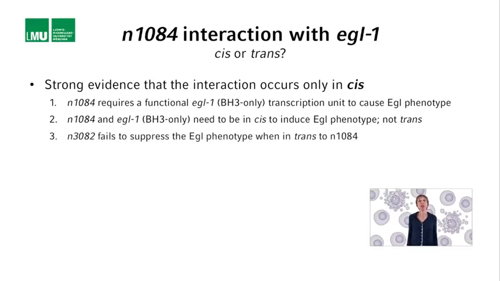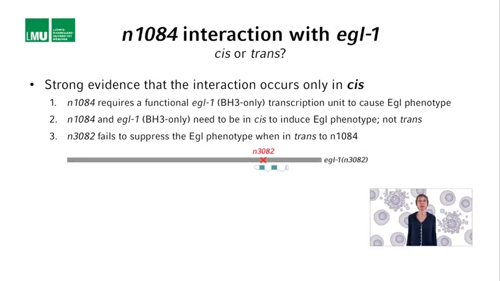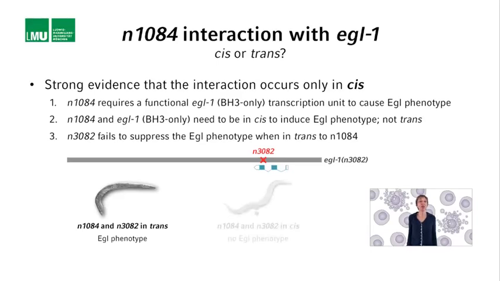Third, N3082 fails to suppress the AGO phenotype caused by N1084 when in trans to N1084. To show this, I generated a chimeric PCR fragment that contained the N3082 mutation, but no longer the N1084 mutation. This I injected into N1084 animals, and the result was that the animals were AGO. In contrast, animals heterozygous for the N1084 N3082 chromosome are not AGO. Therefore, N1084 and N3082 in cis cause a different phenotype than N1084 and N3082 in trans.